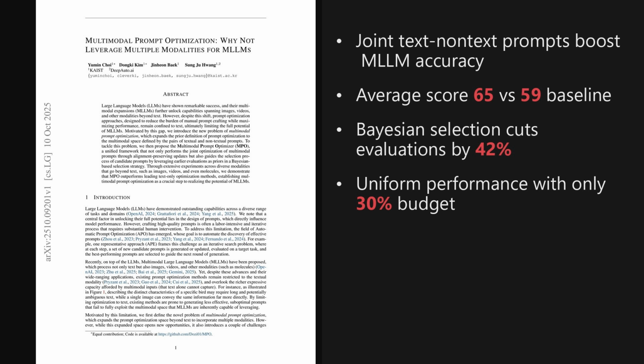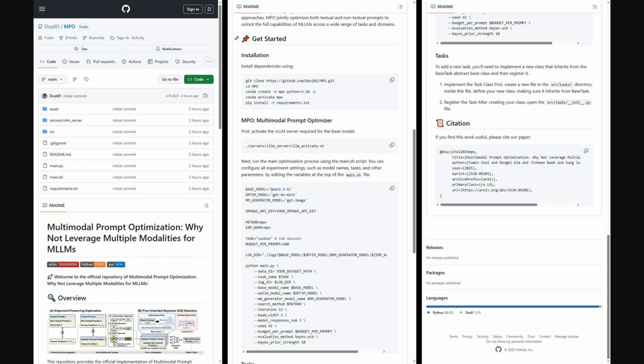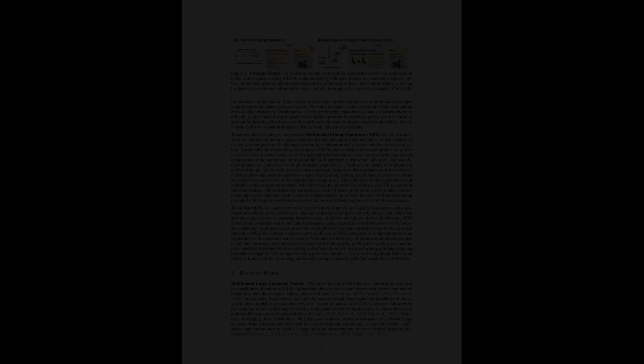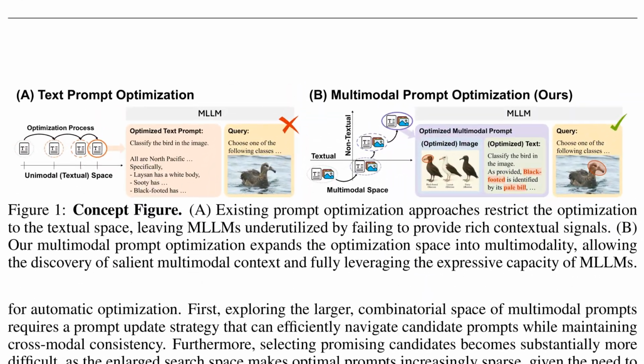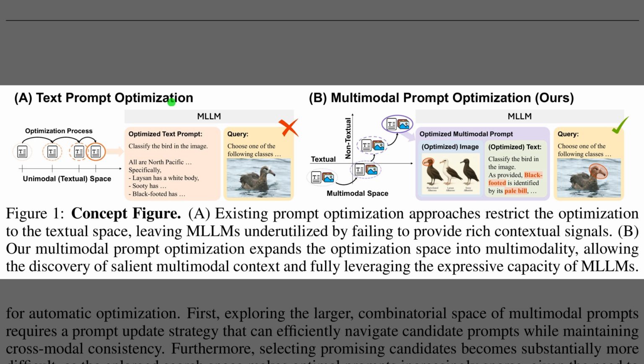In short, this paper introduces the Multimodal Prompt Optimizer, combining alignment-preserving updates with a Bayesian selection strategy across images, videos, and molecules. Also, the authors shared the official MPO code on GitHub. You'll find a Python implementation with SRC modules, a MLLM server script, and runnable entry points via main.py and main.sh. It includes requirements, clear setup steps, configurable model and task options, logging, and guidance to add new tasks by extending base task.